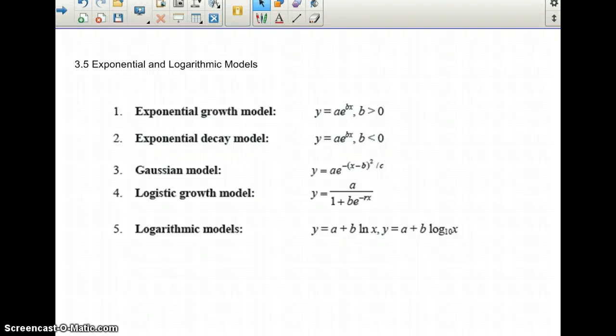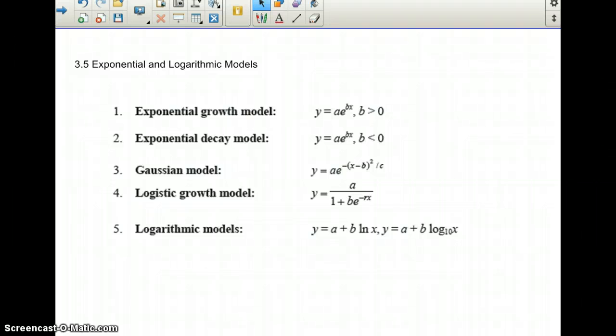Okay, so this is lesson 3.5 on exponential and logarithmic models. Models means word problems. And we have 5 different types of models that we're talking about in this section, although I only have examples right now of exponential growth and exponential decay. But all 5 of these models and their general forms are on the screen currently.